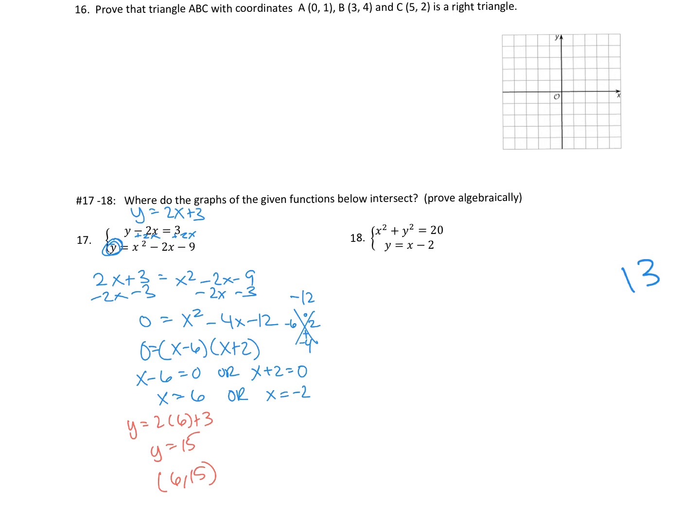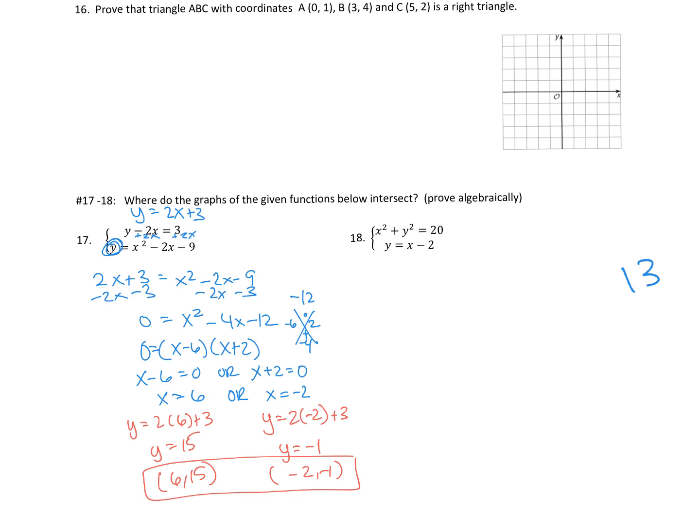Here I'm going to plug a -2 in for x, so y equals 2 times -2 plus 3. So it's -4 plus 3, or y equals -1. So it looks like (-2, -1) is an intersection point of my two graphs. And I could check that on Desmos.